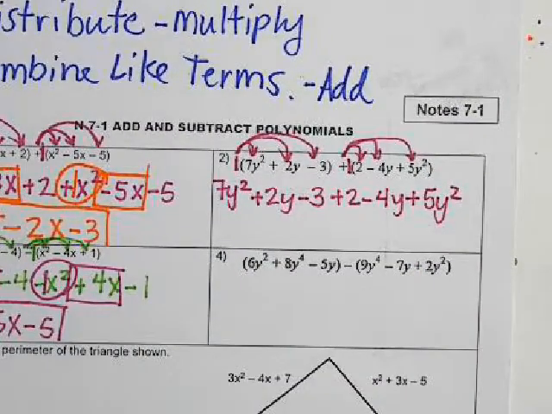Okay, check and make sure you distributed right. If you got this part right, go ahead and start combining your like terms. You shouldn't be copying mine. You should have already done this. Now combine your like terms. Oh gosh. I'm so over that. Combine your like terms.